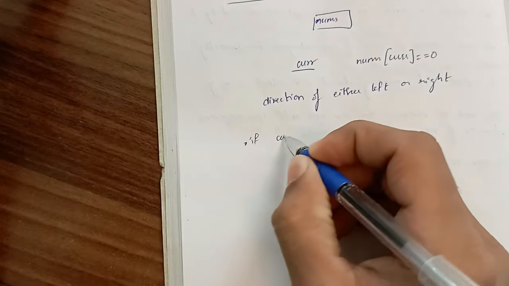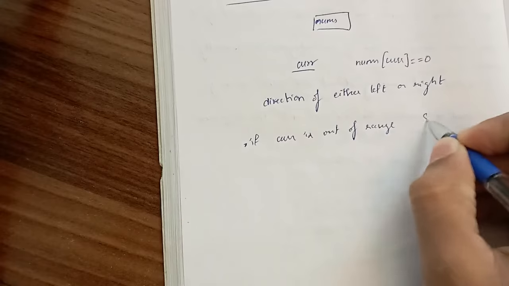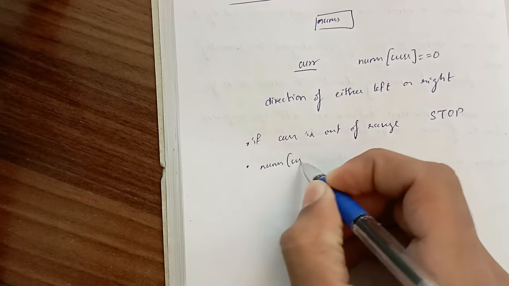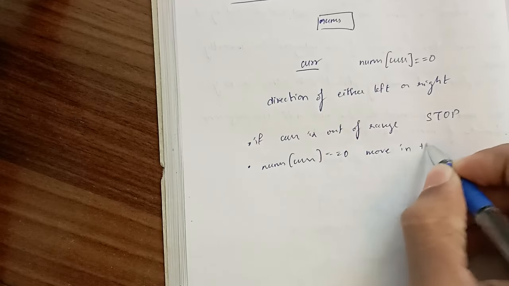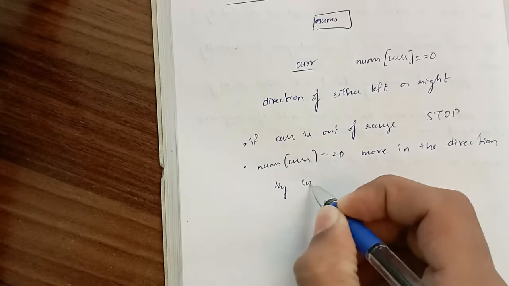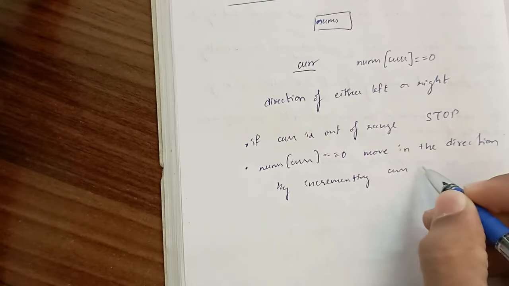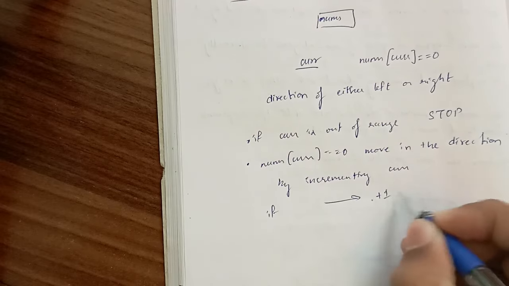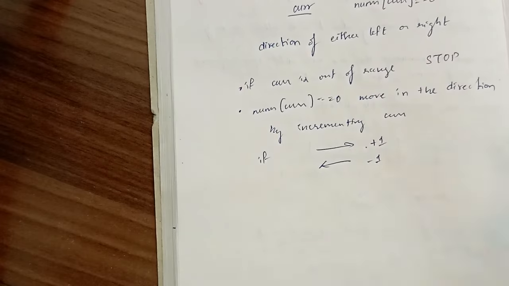If curr is out of range, then we need to stop here. And if nums[curr] is equal to 0, move in the current direction by incrementing curr. That means if you are moving right, increment by 1. If you are moving left, decrement by 1. That means you need to go in the current direction.